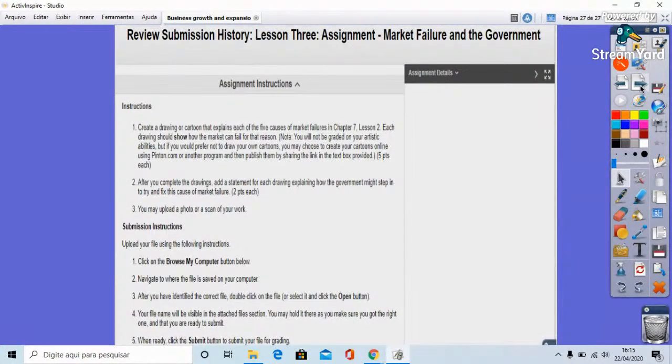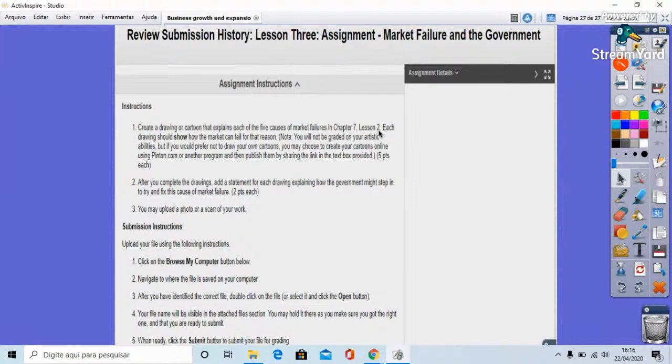Lesson 3, the market failure and the government. This one is where you have to create a card. First of all, you need to read chapter 7, lesson 2. Remember, we are talking about chapter 8, but this lesson is in chapter 7, lesson 2. Lesson 2 will talk about market failures. We have 3 types of market failures, 3 reasons why we have market failures.